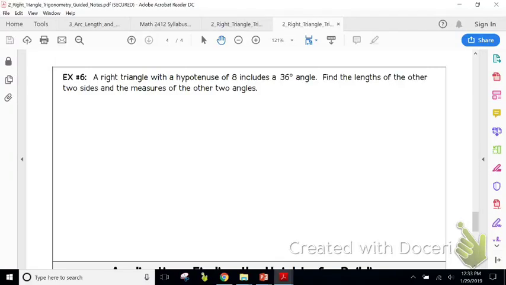The problem says a right triangle with a hypotenuse of 8 includes a 36-degree angle. Find the lengths of the other two sides and the measure of the other two angles. So I'm going to start out by drawing a right triangle.